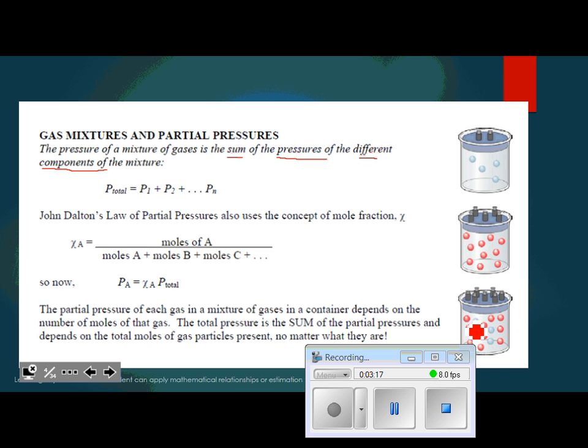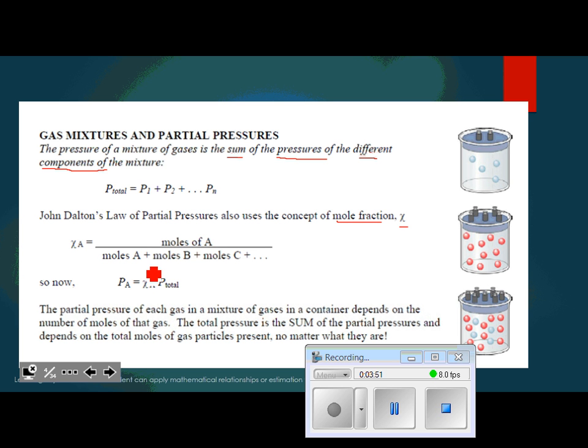If that's the case, you're going to want to use something called mole fraction. And mole fraction is indicated by this Greek letter chi. Mole fraction is like a percent, but you don't multiply by 100. It's part over whole. So for instance, let's say I wanted to know the mole fraction of gas A. What I would do is find the moles of gas A and then divide the moles of gas A by all of the moles of the different gases in my mixture.